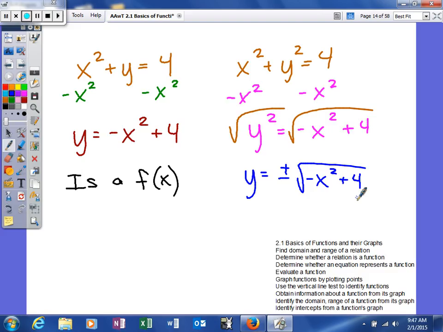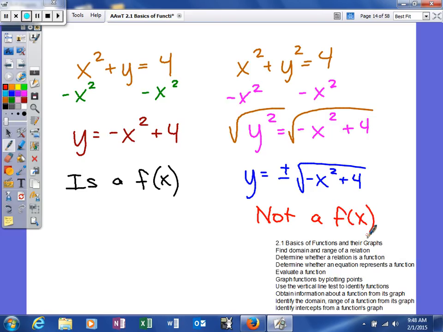Well, now when I plug something in, like say 0, that'll give me 0 plus 4 is 4, the square root of 4 is 2, but I get plus or minus 2. So that x value of 0 will give me positive and negative 2 as a y value. So therefore, as you can see, I get two answers for the same x. So this is not a function.